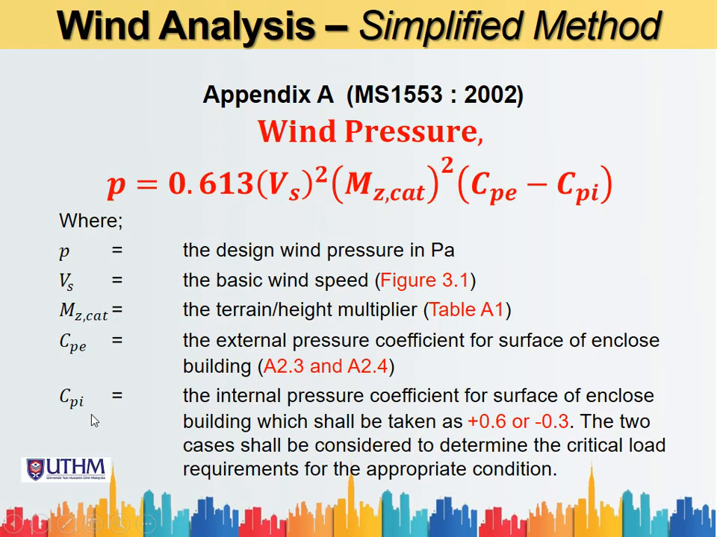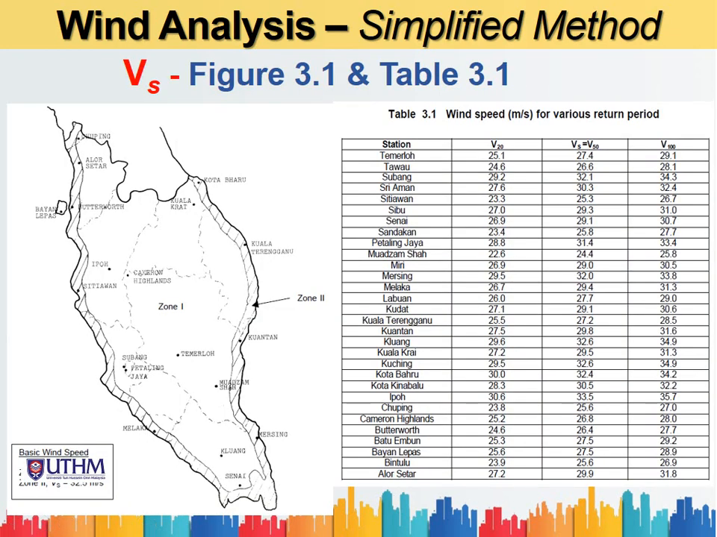Next is the CPI, the internal pressure coefficient for surface of enclosed building, which shall be taken as 0.6 positive or 0.3 negative. So the two cases shall be considered to determine the critical load requirements for the appropriate condition. So this is Figure 3.1 and Table 3.1 extracted from the Malaysia Standard.